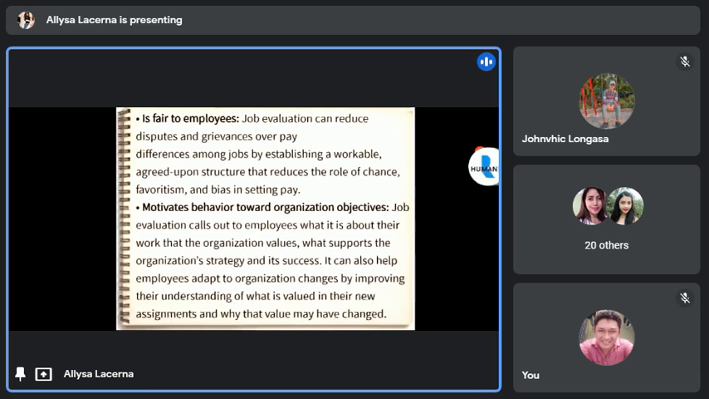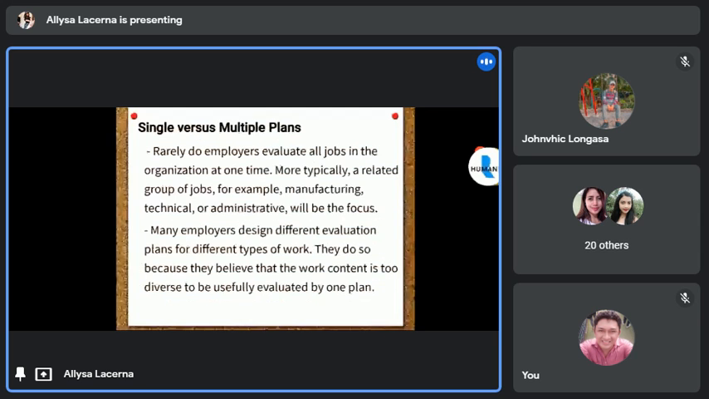Dito na tayo sa single versus multiple plans. Rarely do employers evaluate all jobs in the organization at one time. More typically, a related group of jobs.